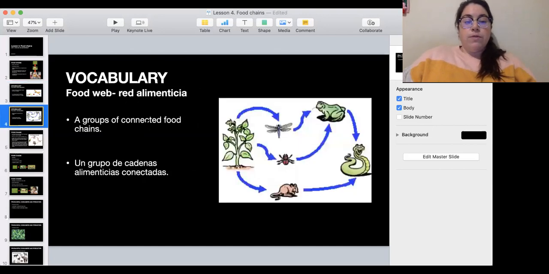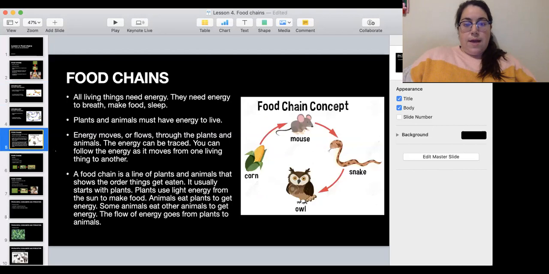Then we have the word food web, red alimenticia. Okay, so it's a group of connected food chains. And we're gonna learn about food chains right now.